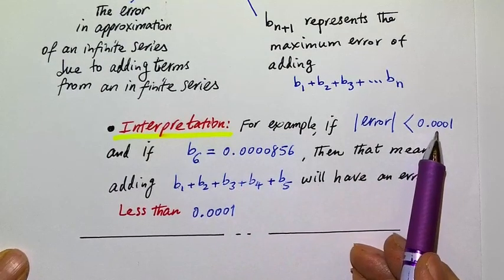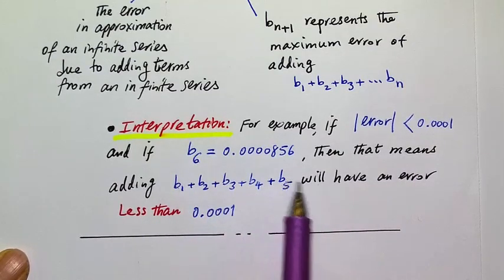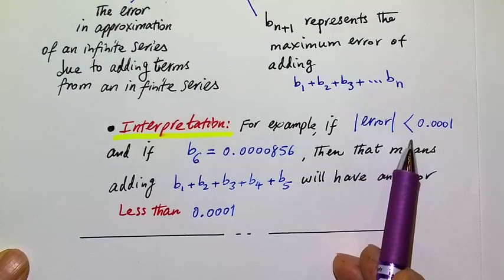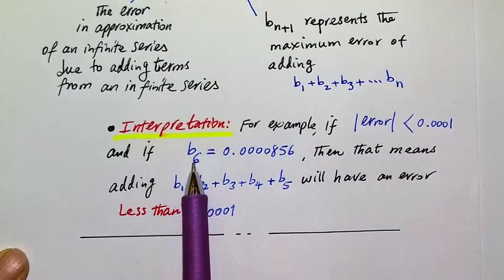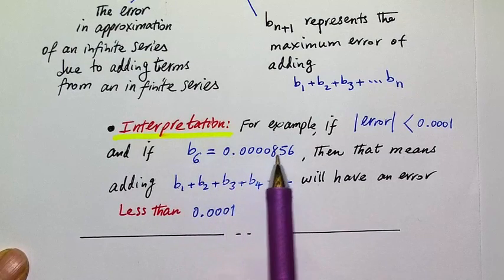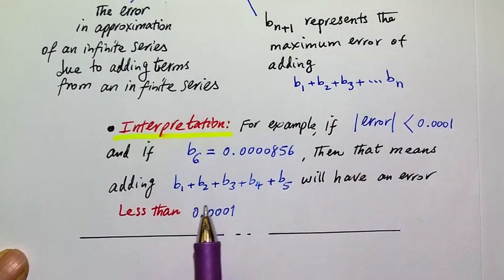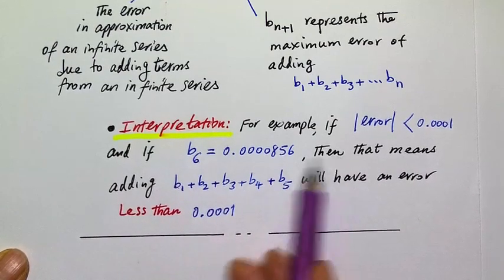Much less than that. Okay, so if you add the first 5 terms, you will satisfy the error condition that was set for you before you started adding the terms in the series. So if a certain Bn gives you a value that is less than the error, then you want to add the terms before that to achieve that level of error.